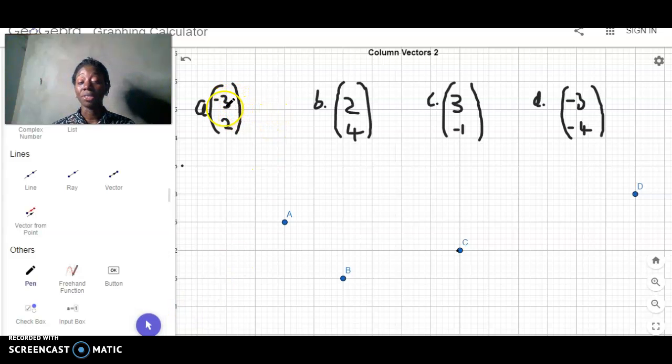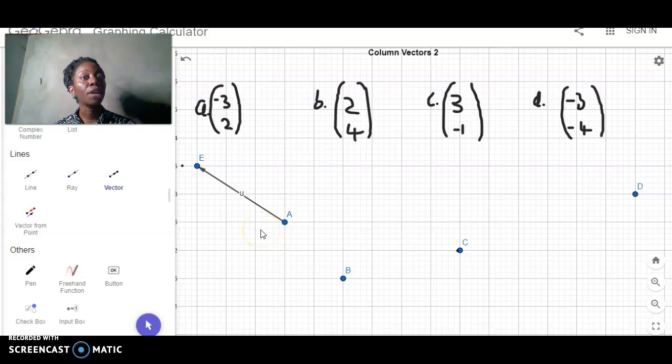Now we're given the column vector with elements -3 and 2. Here I have my starting point at A. -3 means that I should move 3 places towards the left. That is 1, 2, 3 towards the left. And given that the vertical rise is 2, it simply means that I would now move 1, 2. Alright, so this is my first graphical representation of the column vector -3 and 2.